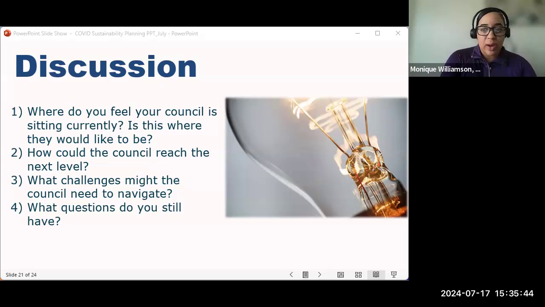So we'll move on to our second discussion question. And again, feel free to still use the chat if you don't want to come off mute. How could the council reach that next level? So thinking about where you currently are when it comes to these components, whichever level your council is currently sitting at, what do you think would help move towards that next level when it comes to communication, evaluation and ROI, or relevance and practicality? So what would it take? What kind of support would be needed to move to that next level?